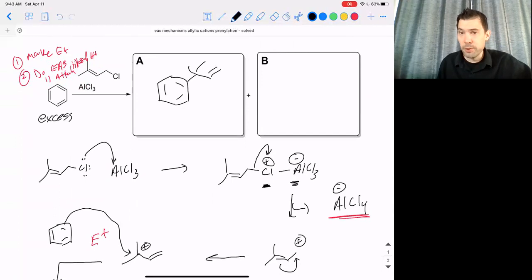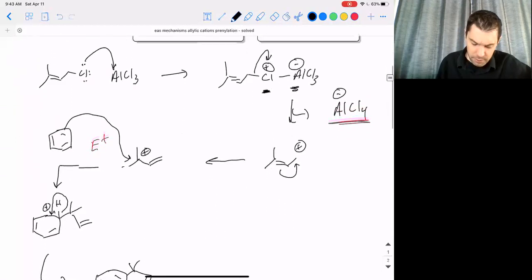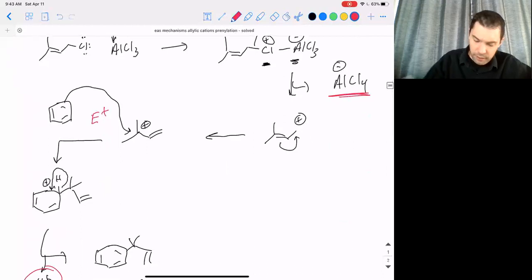And normally I would say we're done, but unfortunately in this problem, we have this extra box B. And so we'll have to figure out what that can be. And if we go through our mechanism here, some of you may have already recognized this. If this carbocation is a potent electrophile, then this is actually another E plus substrate. So let's go ahead and draw an EAS mechanism from this carbocation as well.